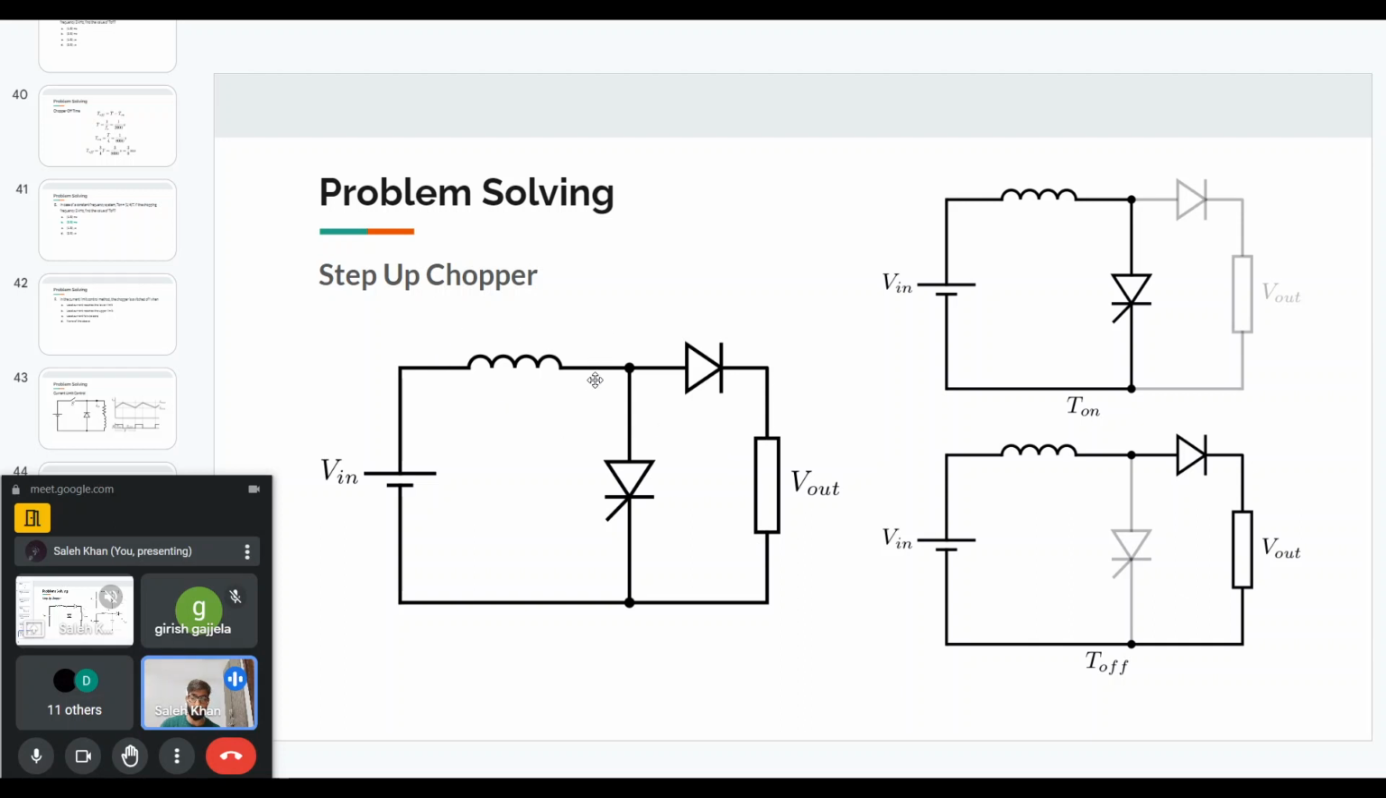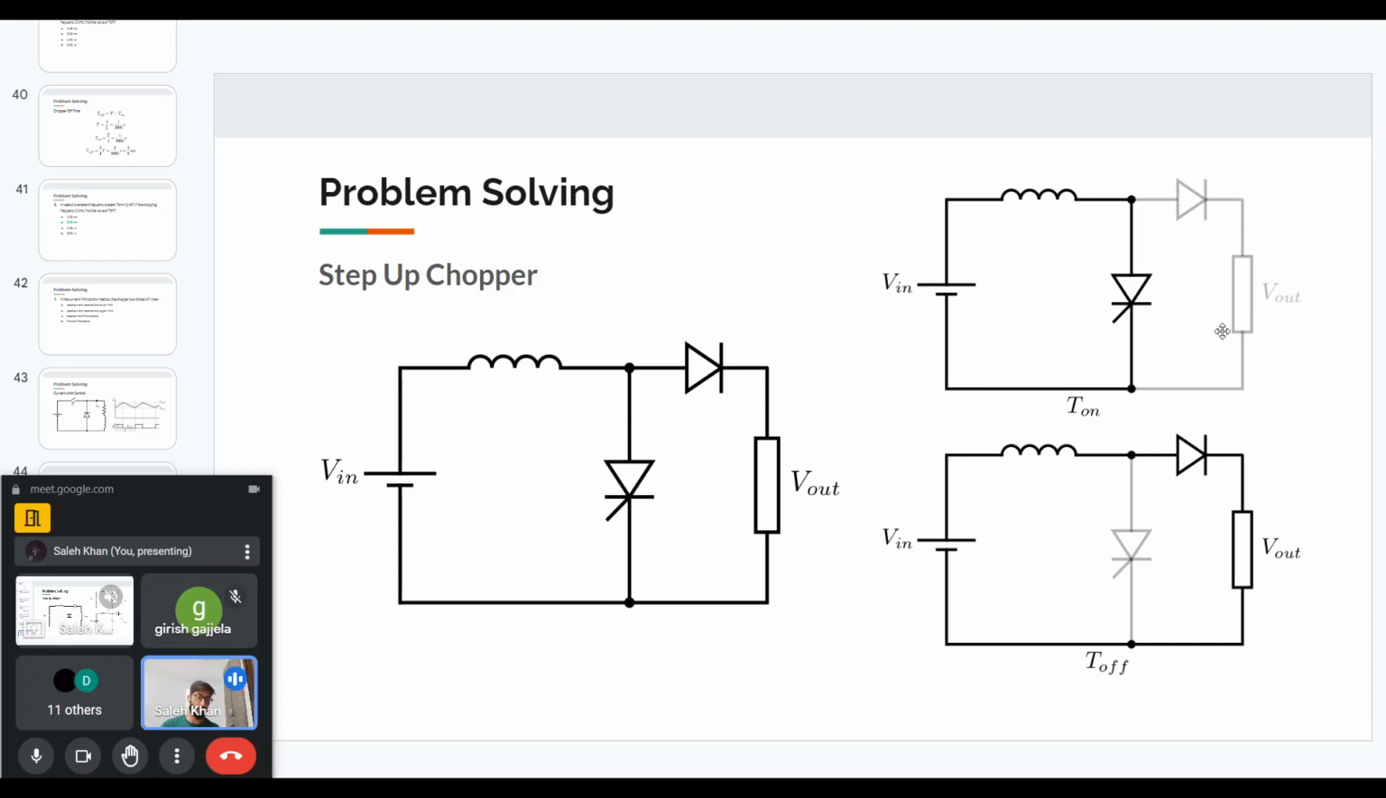So we have an inductor at the input side, and then we have the chopper switch, the thyristor, and a freewheeling diode. When the thyristor is on, the inductor will store energy. The inductor current will rise. The voltage across the inductor will be V in, and the current will rise. So that is the energy storing time. And during the T off time, that energy will be fed to the load.